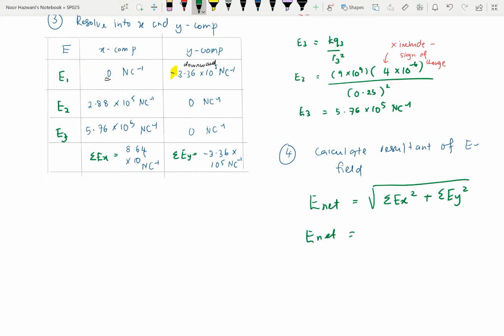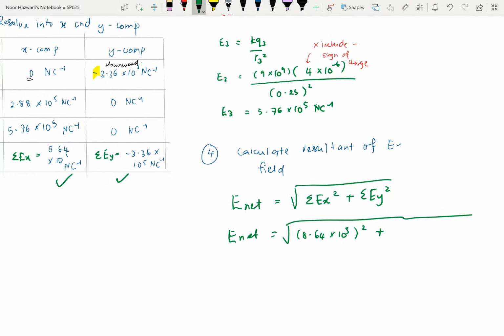So, E-net, okay, plug in the value yang you dapat di sini dan di sini. So, you akan dapat 8.64 times 10 to the power of 5 squared, and then plus negative 3.36 times 10 to the power of 5 squared. Okay, kat sini negatif kena masukkan. Walaupun you cakap, alah cikgu kita square kan kita akan dapat positif, but then itu adalah markah penggantian. Okay. So, E-net you, press your calculator, you will get 9.27 times 10 to the power of 5 Newton per Coulomb. So, this is your magnitude of resultant of electric field.